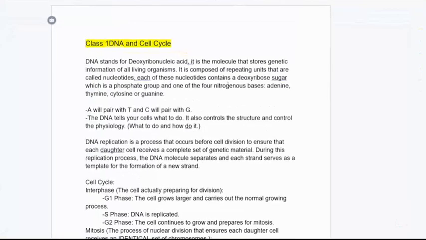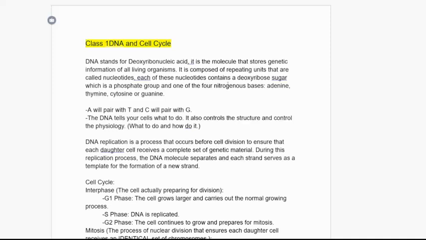DNA stands for deoxyribonucleic acid. It is a molecule that stores all the genetic information of all living organisms. It is composed of repeating units called nucleotides, and each nucleotide is composed of a deoxyribose sugar, a phosphate group, and one of the four nitrogenous bases: A, T, C, and G. A will always pair with T, and C will always pair with G. Basically, this tells us the fundamentals of DNA, which is our first class, I believe.